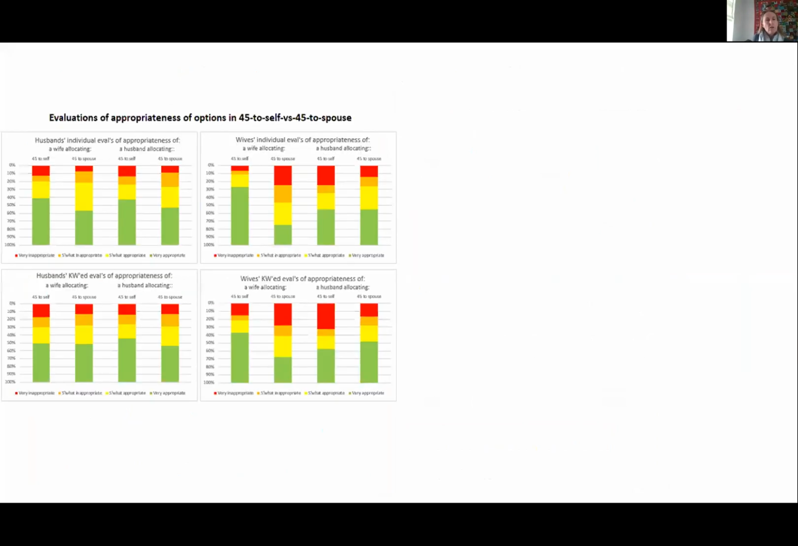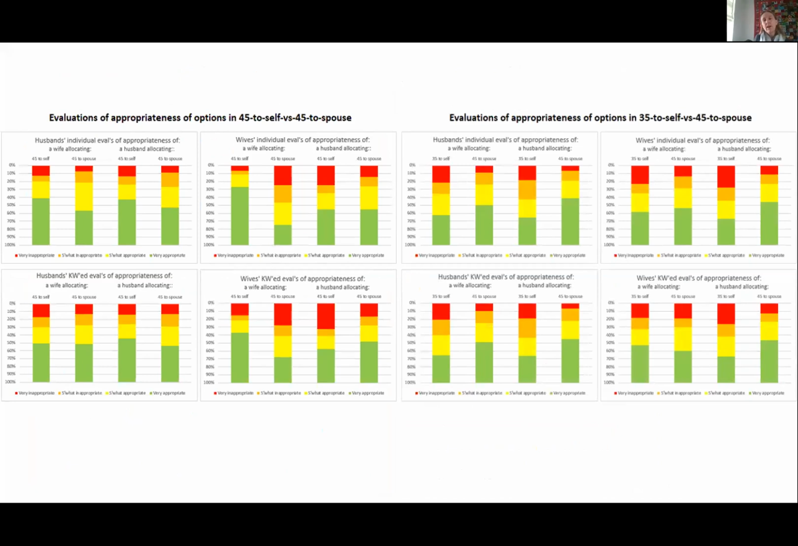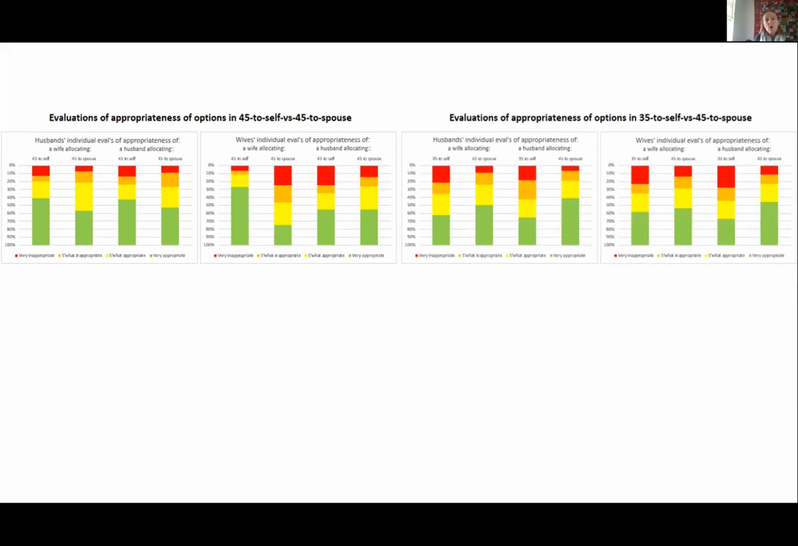All right, just before I move on, I've shown you the data for the evaluations of 45 to self versus 45 to spouse. Here are the evaluations when the decision was 35 to self versus 45 to spouse, okay? We're no longer going to worry about the incentive to coordinate. We're going to focus on the individual evaluations without an incentive.